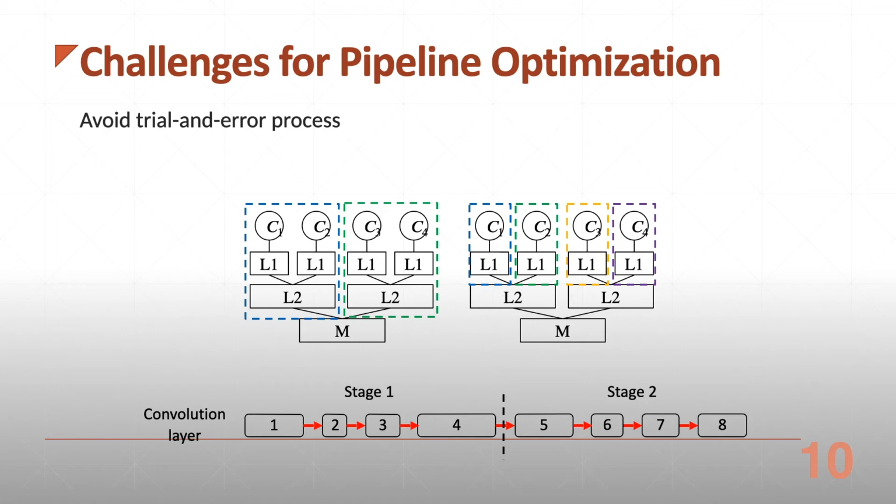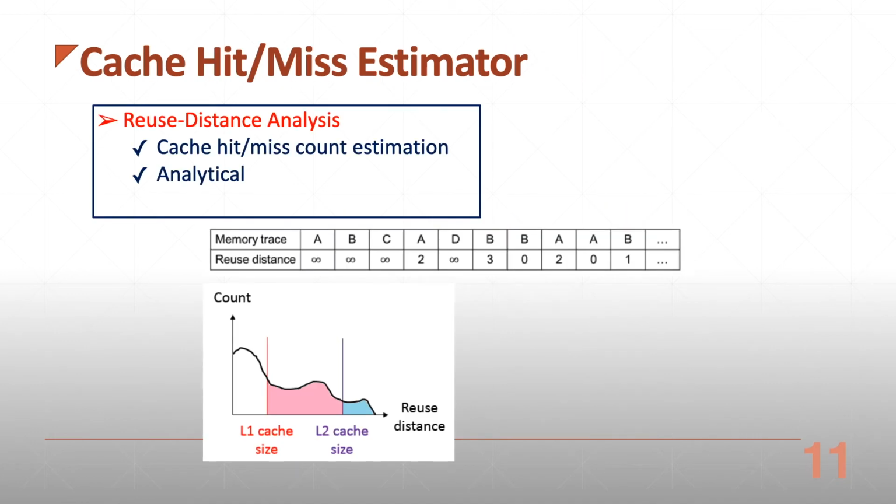Therefore, our most significant contribution is that we apply the reuse distance analysis and achieve very accurate timing estimation for the pipeline optimization. We find that the well-known reuse distance analysis can be effectively applied for our purpose. The reuse distance for a specific data, such as data A in the slides, is the number of different data between the repeated access of data A.